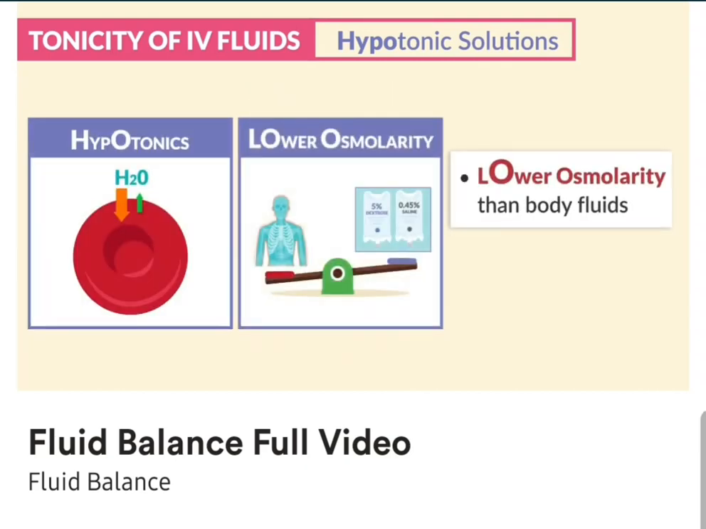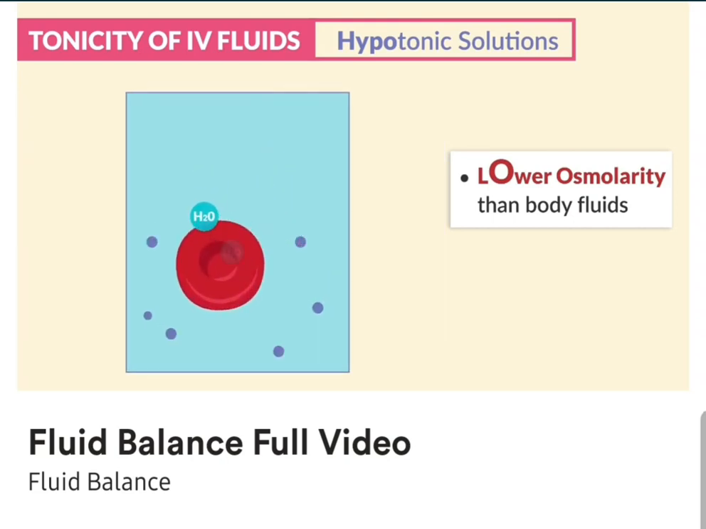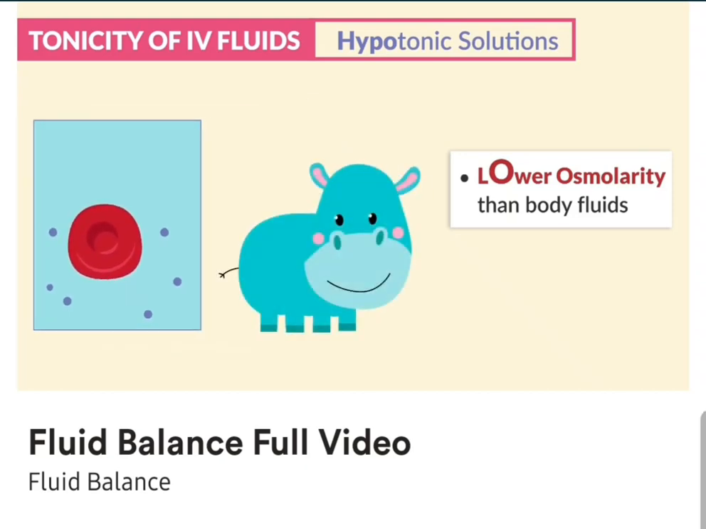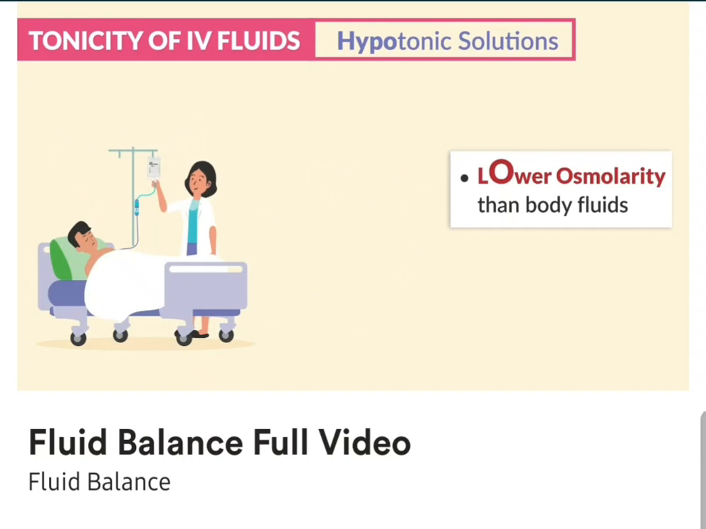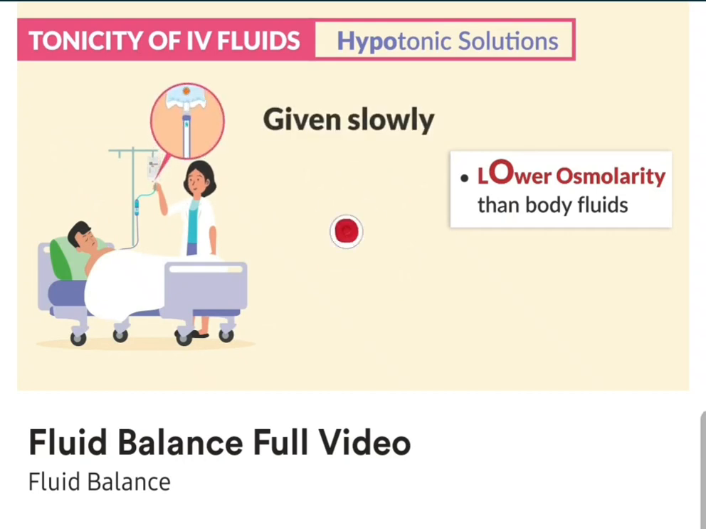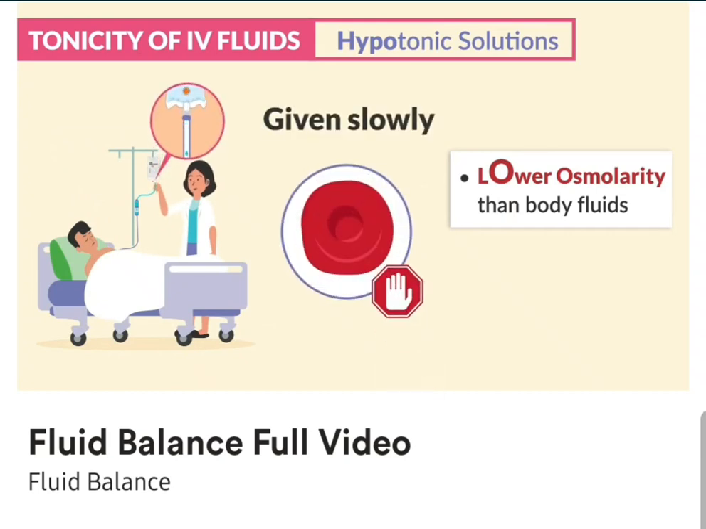Hypotonics have a lower osmolality than body fluids. So just look at the O's here with the hypo and the lower osmolality. So fluid is drawn into the cell via osmosis to make balance, causing the cells to swell up like a big fat hippo in hypo, or as I call it, hypotonic solutions. Therefore, these solutions should be given slowly to prevent cellular edema, basically cellular swelling.